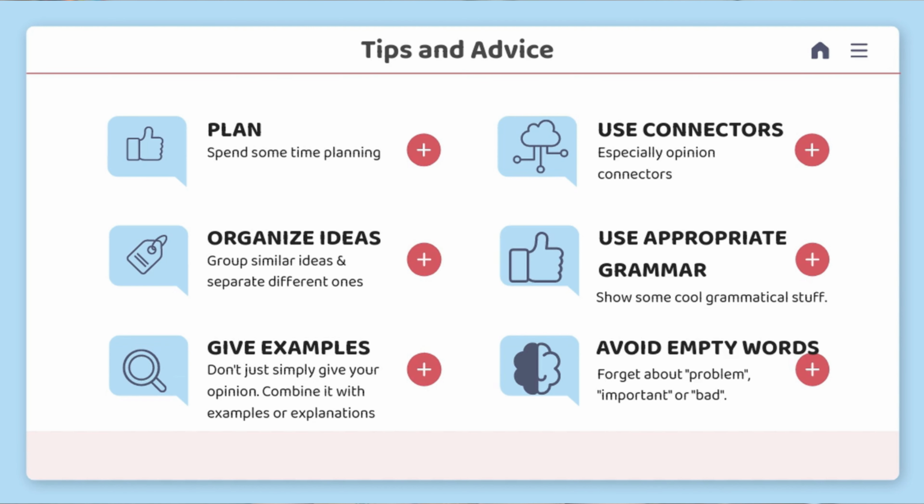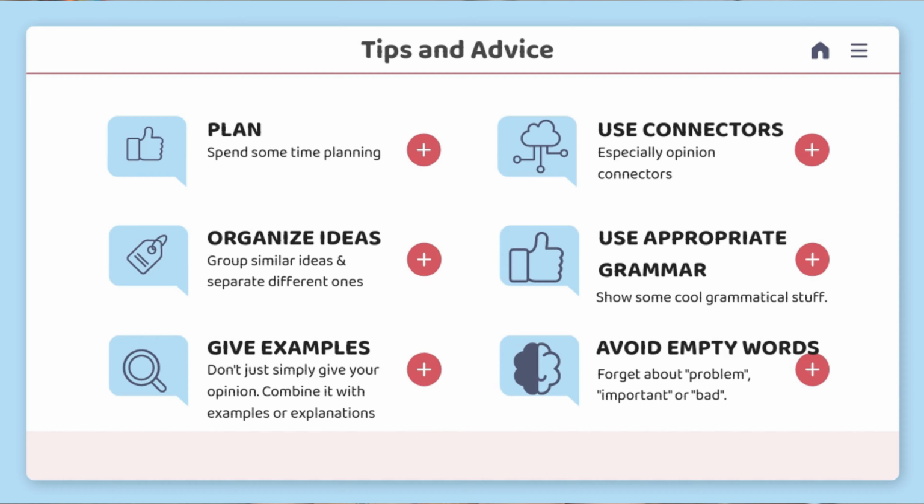Another tip is to give examples if possible. Everything that you write is going to be more coherent and more logical if you provide examples that support your reasons. The next tip is to use connectors.